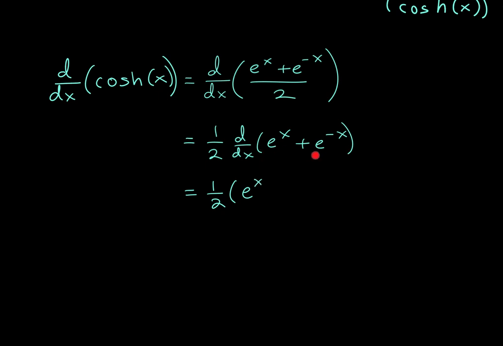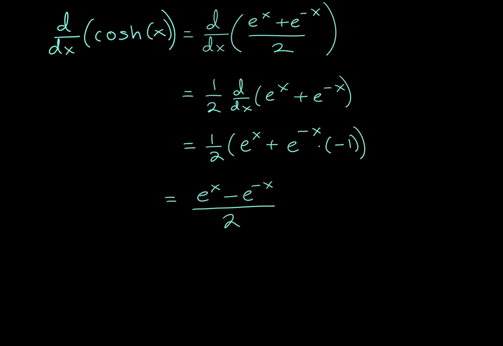And then the derivative of this second part, I have e to the power of some function. So I'm going to start with simply e to the power of that function. But then I have to multiply that by the derivative of the inside function. My inside function in this case is negative x. The derivative of negative x is negative 1. All right, so this simplifies to e to the x minus e to the negative x, all divided by 2. Oh, shoot, guys. The derivative of cosh of x is sinh of x. That's the other function. That's kind of nice.